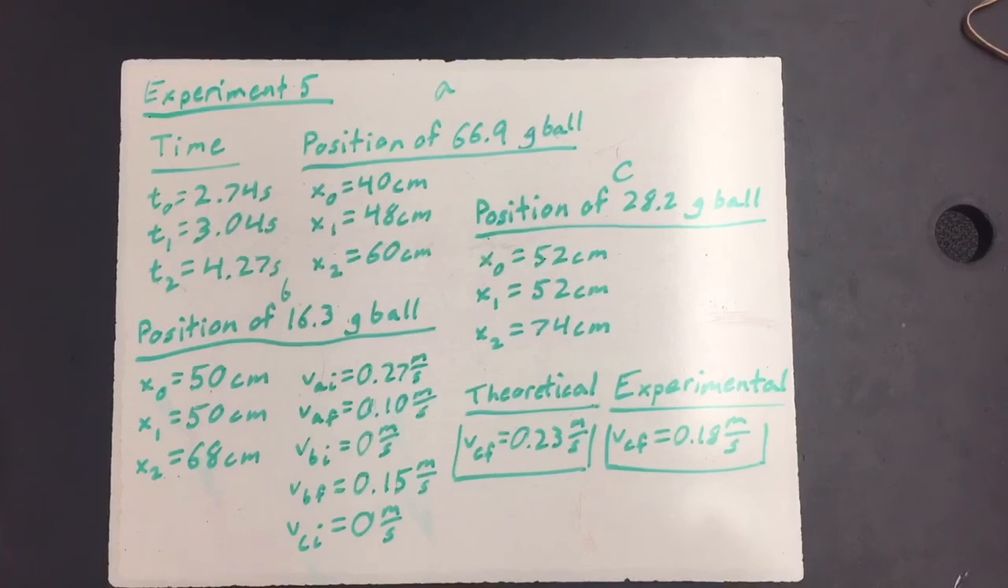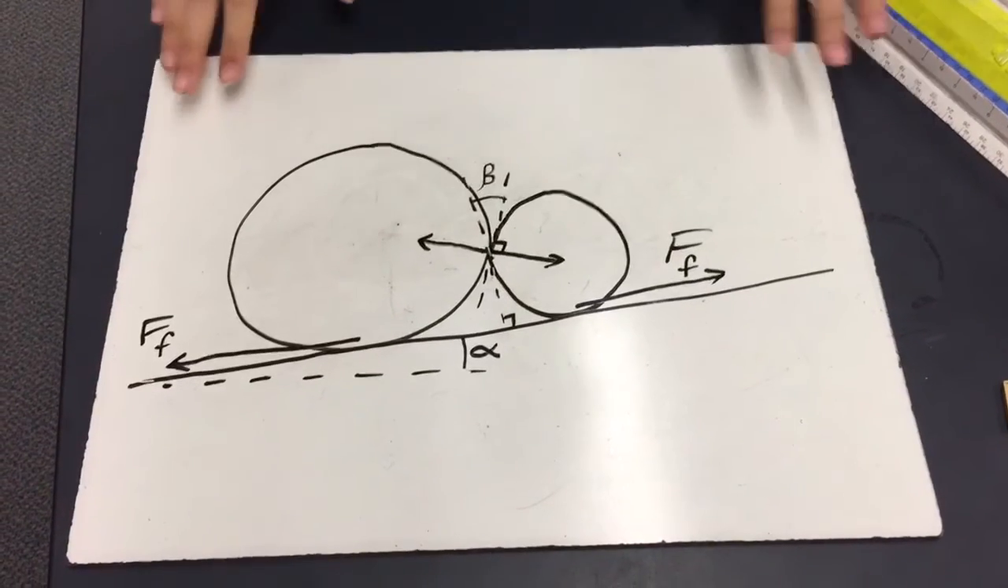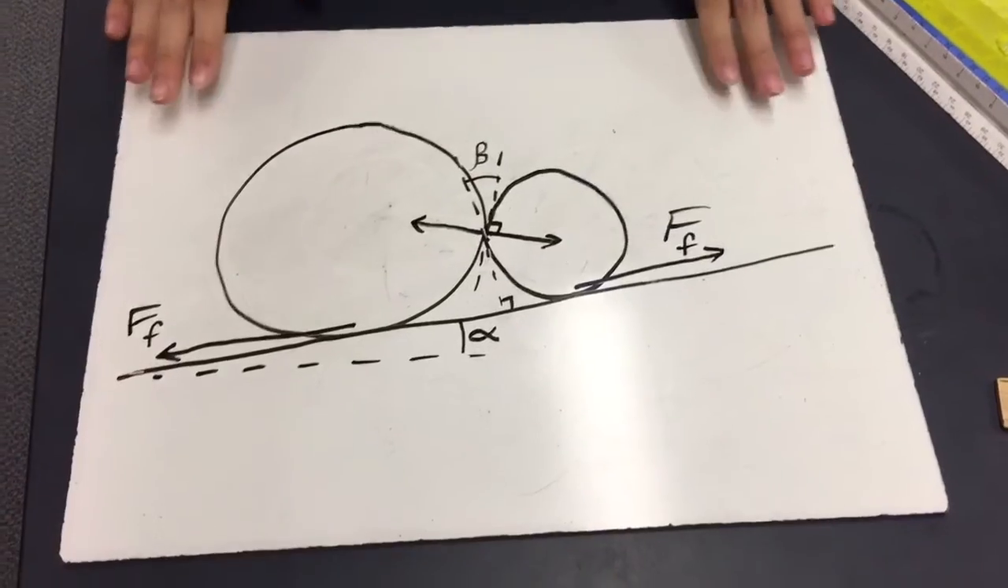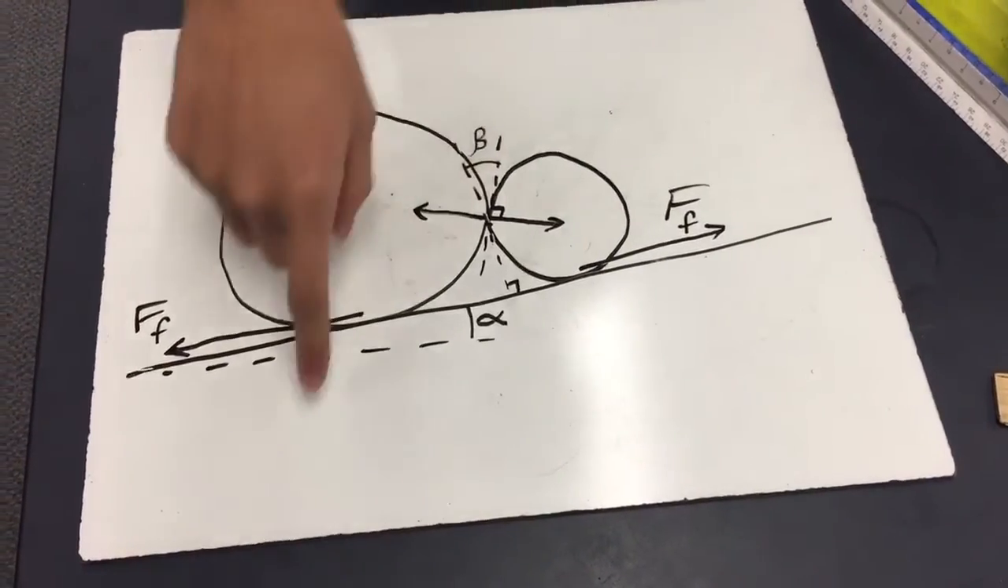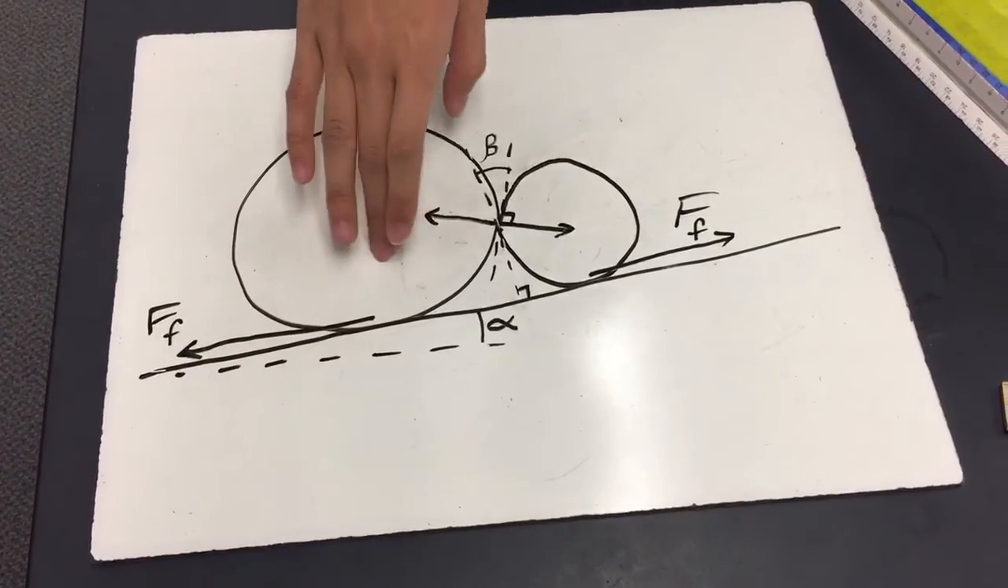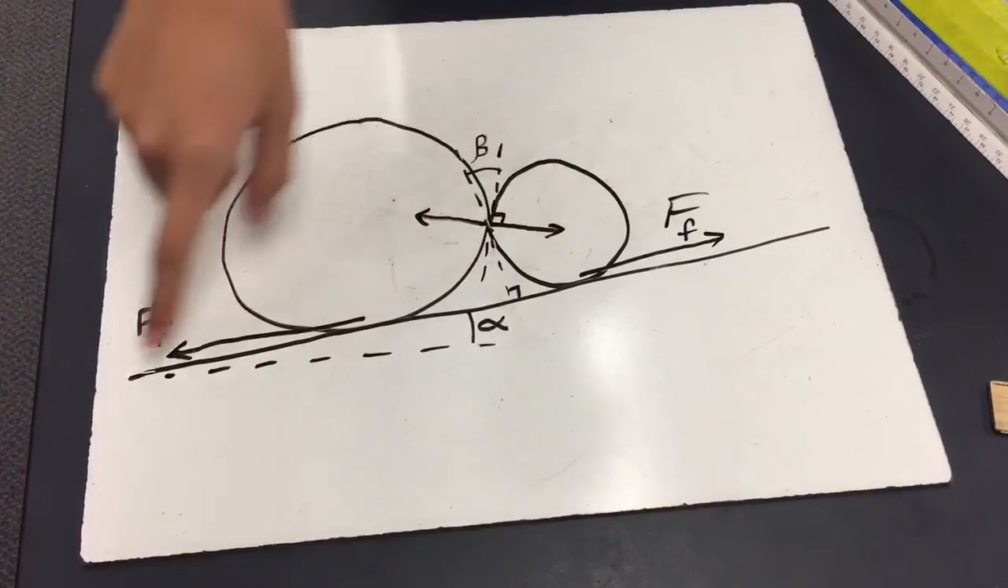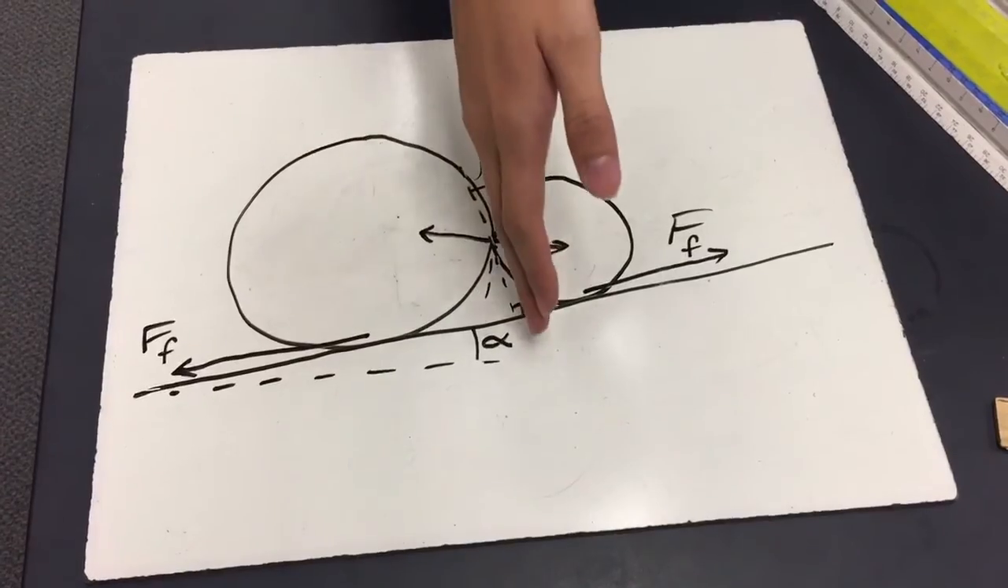Why is that? The reason why we have differences between our theoretical and experimental results is because of the friction between the table and the balls, and the friction between the 2 balls, the level of the table, and the angle of impact.